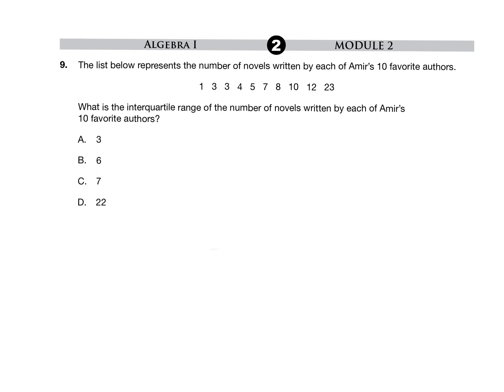Okay, so now we start to look at some data analysis problems. We have the 10 favorite authors of Amir here, and these numbers below represent the number of novels. So the question is, what is the interquartile range for these guys? Well, if you remember, IQR is whenever we take quartile 3 minus quartile 1. So we have to look at these numbers. I know there's 10 of them. So halfway through, the median would be right between these two guys, and the median would be 6. But again, I don't need that.